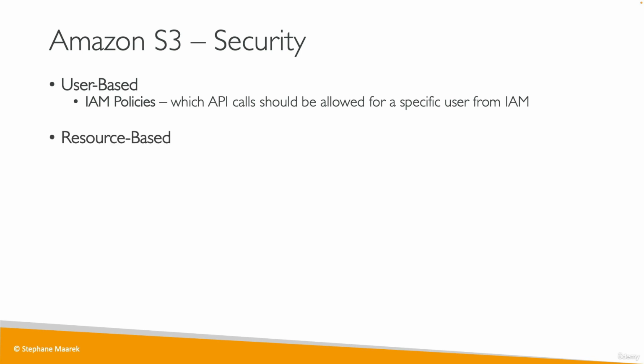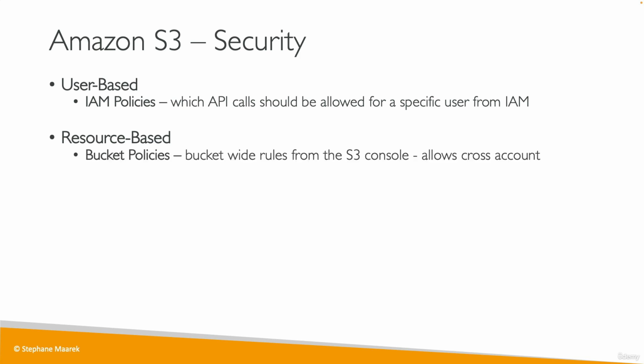You can also have resource-based security. So this is new. We can use what's called S3 bucket policies. And they are bucket-wide rules that you can assign directly from the S3 console. And this will allow, for example, a specific user to come in or allow a user from another account, this is called cross account, to access your S3 buckets. This is also how we'll make our S3 buckets public, as I will show you in a minute.